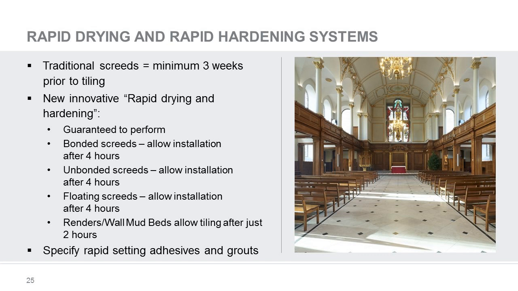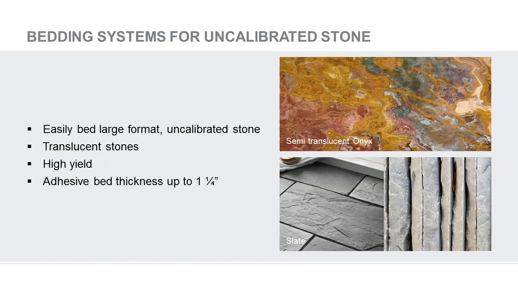Traditional screeds or mortar beds require a minimum of 3 weeks prior to tiling. Substrate shrinkage and recommended drying times can cause practical timing problems on site. With this in mind, a number of rapid drying and rapid hardening screeds renders have been formulated. A bonded screed, an unbonded screed, and even a floating screed with rapid drying formulation will allow tile installations as early as 4 hours. Not all mortars are suitable for very thick application. That's why rapid drying and hardening natural stone adhesives were formulated for bed thicknesses up to 1.25 inches thick, and for translucent tiles, these products can be grouted in just 3 hours after installing.